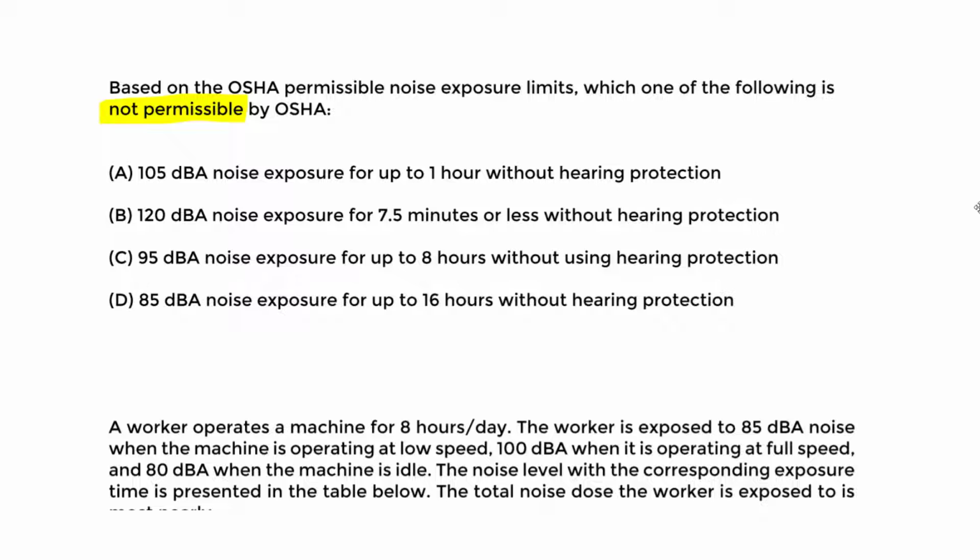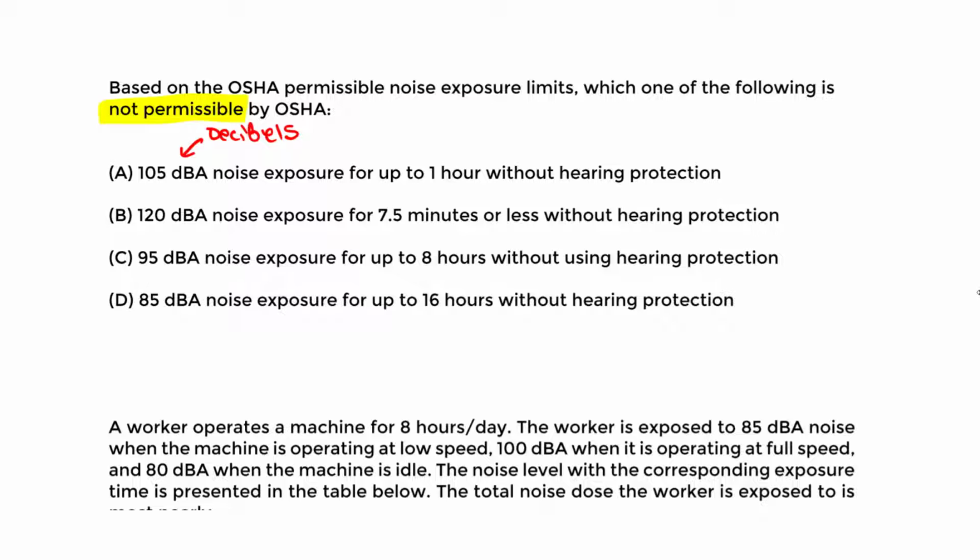If we look at the first choice, A, it says 105 dBA. dBA just stands for decibels, and that's what we use as the unit of measurement. The A is just saying it's adjusted to human hearing, a weighted average of what we hear. So just think of dBA as decibels, and that's what we will look at in terms of those OSHA regulations. So this is saying 105 dBA, decibels, noise exposure for up to 1 hour without hearing protection.